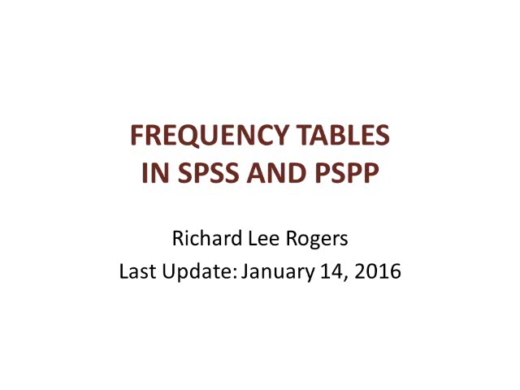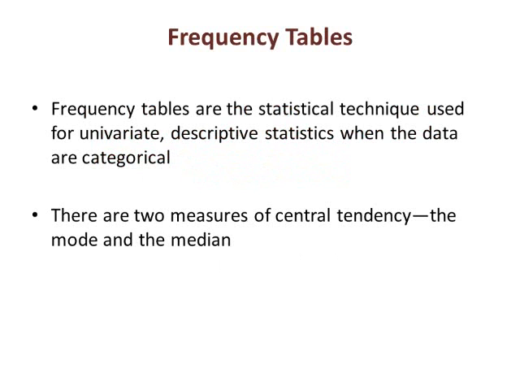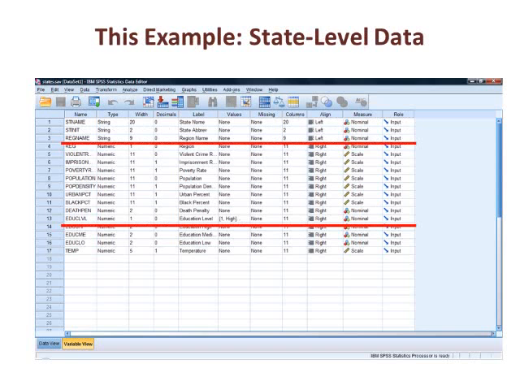This is Professor Rogers. In this presentation, we look at how to create and interpret frequency tables in SPSS and PSPP. Frequency tables are the statistical technique used for univariate descriptive statistics when the data are categorical. Associated with the frequency distribution are two measures of central tendency, the mode and the median, though which measures can be used depend on whether the data are nominal or ordinal.